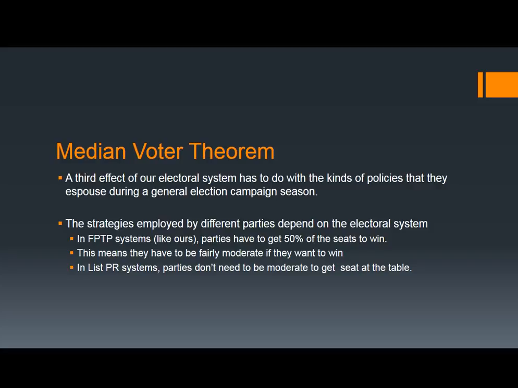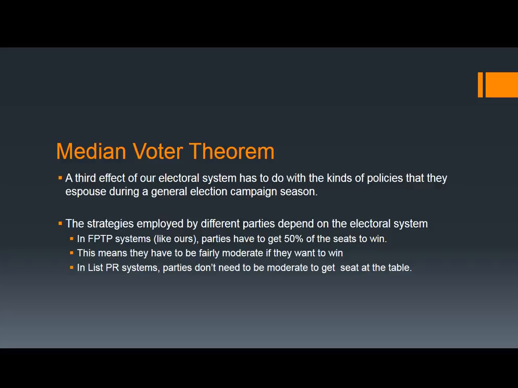So in a first past the post system like ours, to be sure of getting the seat, they have to win 50% of the vote plus one vote in order to win the election. They can win with less, it's true, but typically, to be sure, they have to win at least half the votes plus one. Now, this means that they have to be fairly moderate if they want to win.